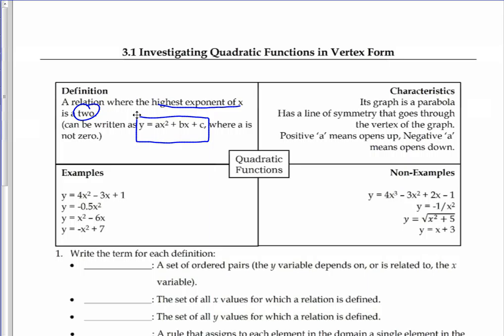Last year you spent 3 units talking about linear equations, right? mx plus b? Yeah, like until you couldn't see another line again. So we're going to do the same thing with quadratics. Yeah, it's going to be great.